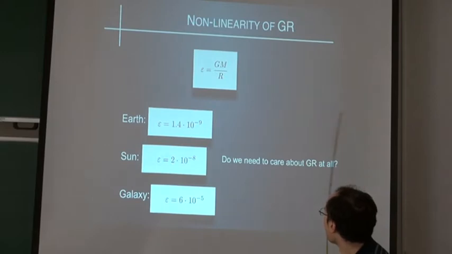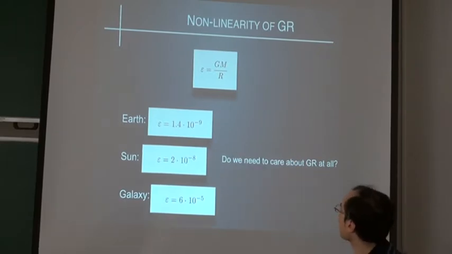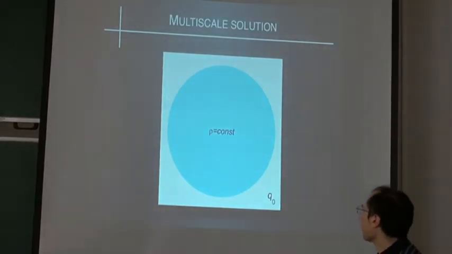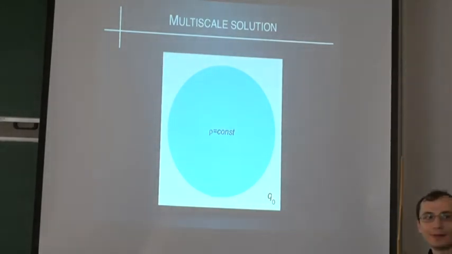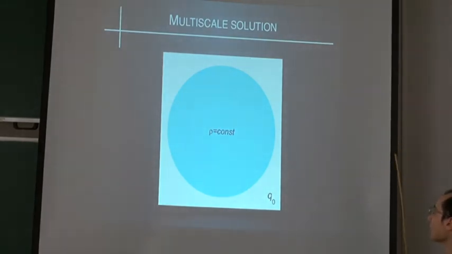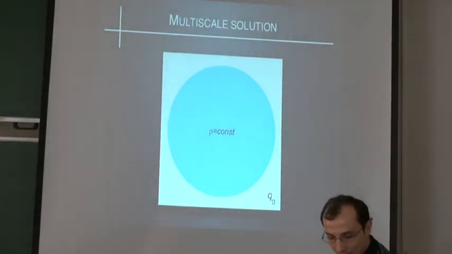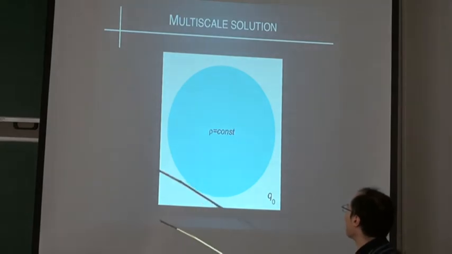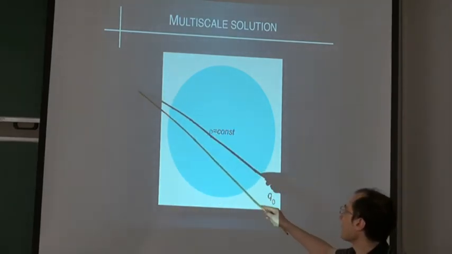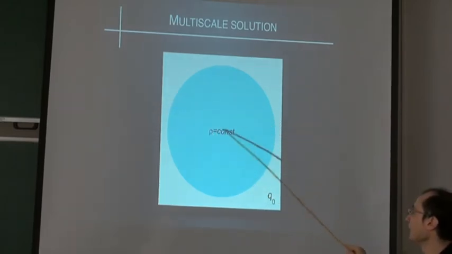Okay, let's go. So, you may ask whether we need to care about general relativity at all if these corrections are so small. So I want to present a very special solution of the Einstein equations, which has paradoxical properties, but its construction is a bit complicated, so it will take me some time. So let's go back to the same solution we started from, which is vacuum outside and has a constant density inside.